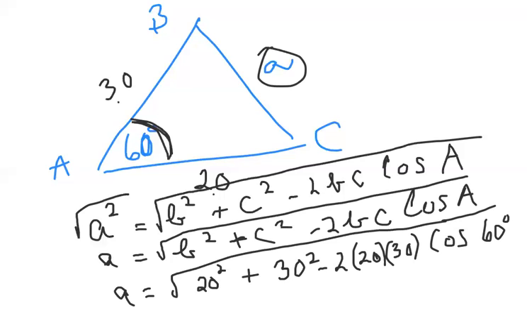So now I'm just going to grab my calculator and let the calculator figure it out. So guys, essentially, this part under the square root is going to come out to be 700. You take the square root of 700, and this becomes 26.5. So the length of side A is 26.5. So now we have the lengths of all three sides.